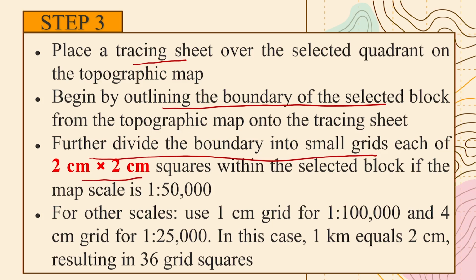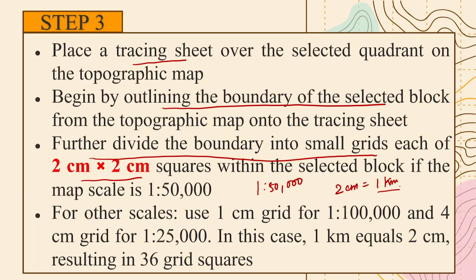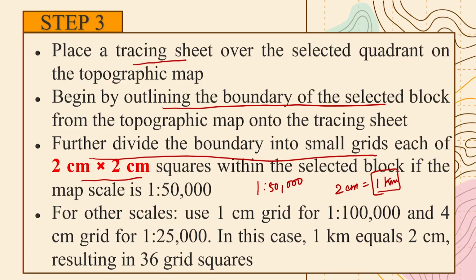In our case, we have a 1:50,000 topo sheet, and at the end of the topo sheet, you will be able to identify information called 2 centimeter represents 1 kilometer. Now, what is this? 2 centimeter is the distance represented within your topo sheet, and 1 kilometer is the actual ground distance in the real world. So, 1 kilometer of the real world is represented within 2 centimeter of the given topo sheet. This is the basic idea of dividing into square grids of 2 centimeter into 2 centimeter.